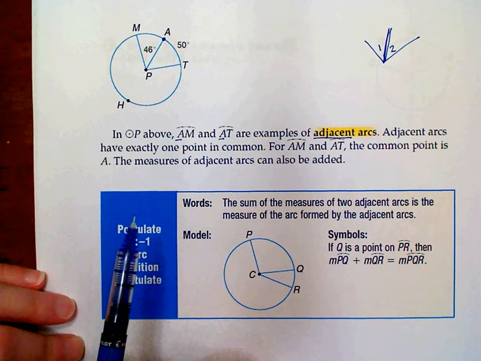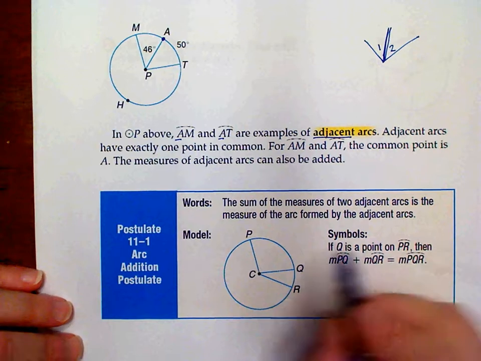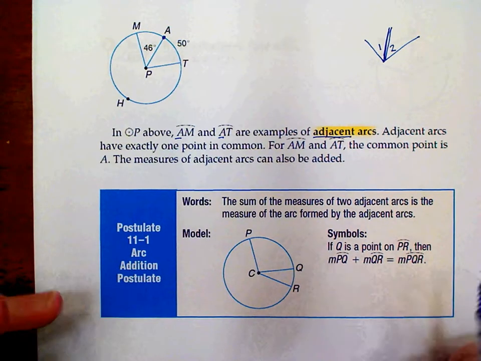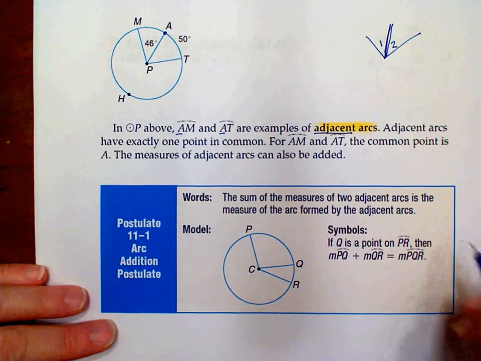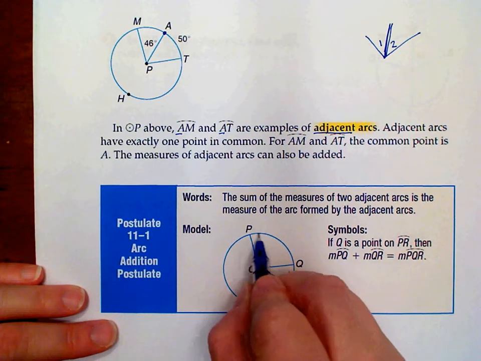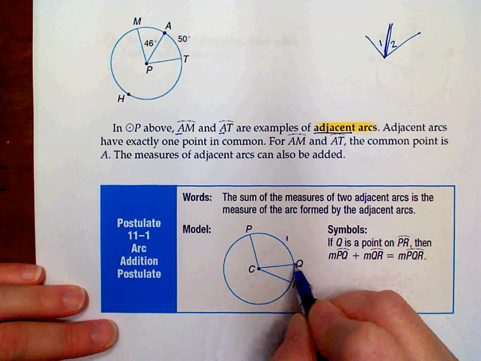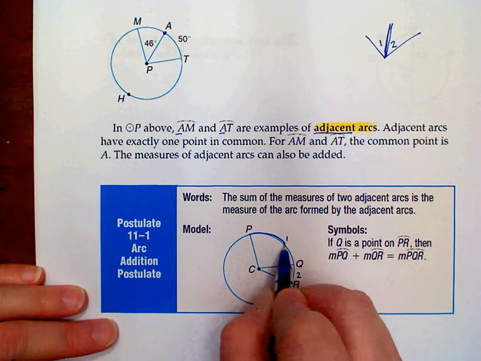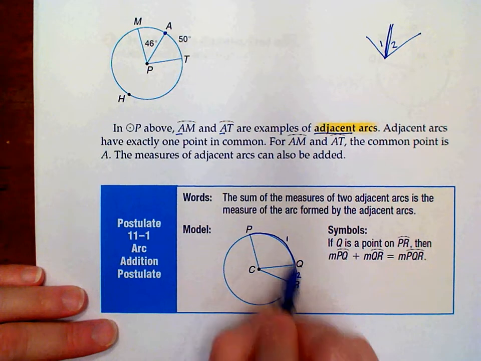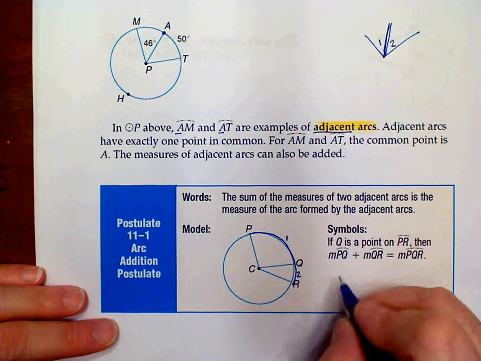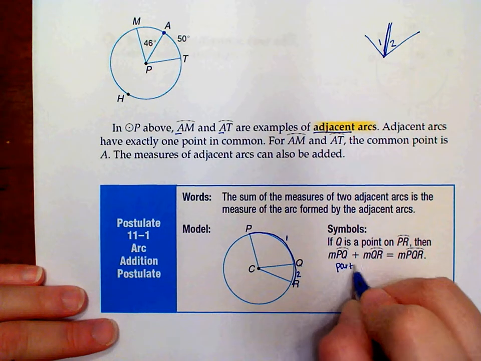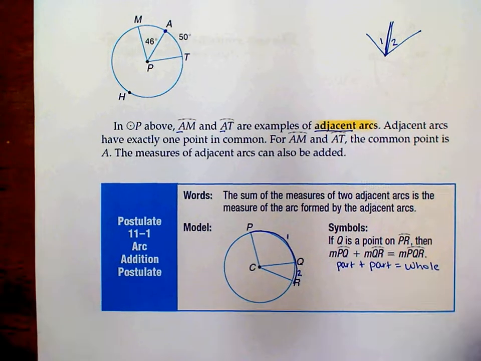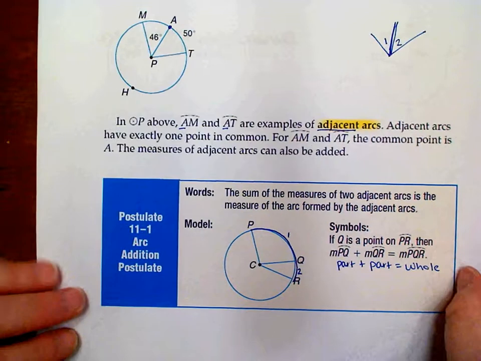The sum of the measures of 2 adjacent arcs is the measure of the arc formed by those 2. All that's saying is that the measure of arc PQ plus the measure of arc QR would equal the measure of arc PR all the way. You just add those parts. So all that means is part plus part is equal to the whole, and we've talked about that with segments and angles before.